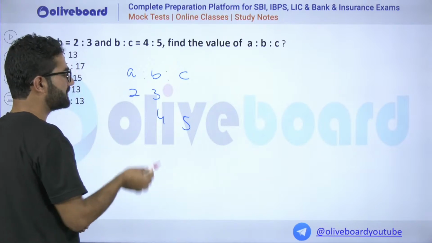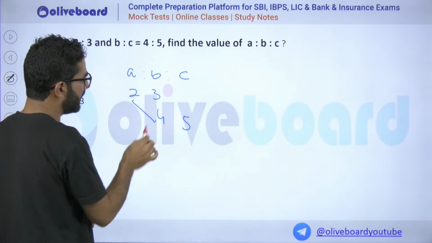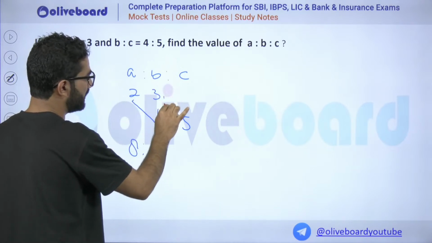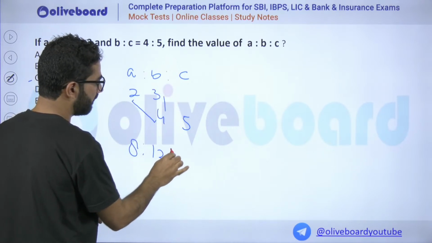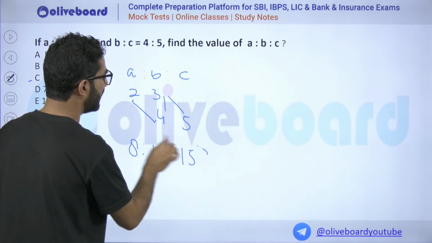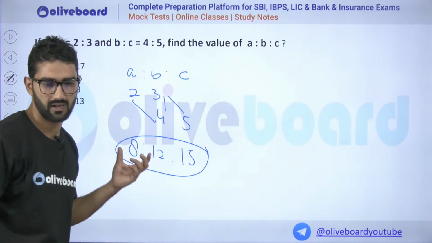Simple. What I am just taking, I multiply this to this, it will be how much? It is 8. For A, it is 8. For B, we multiply these two, it will be 12. For C, we multiply this, it will be how much? That will be 15. So 8 is to 12 is to 15. Is this clear to everyone?